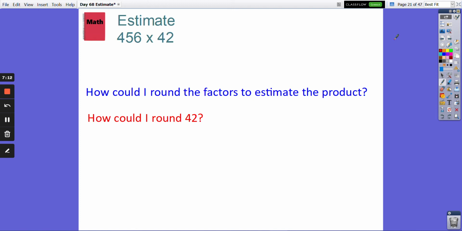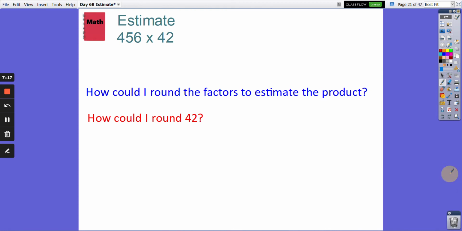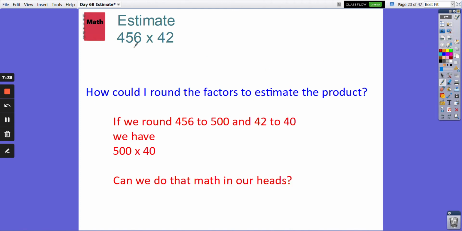So let's look at the number 42. Let's round the number 42 so that way we can come up with a good estimate. 42 is really close to 40, right? So I could estimate, round 42 to 40. What about 456? What would you like to estimate or round that to? Well, we could round that to 500 because it's closer to 500 than it is to 400. And then we'd have 500 times 40.